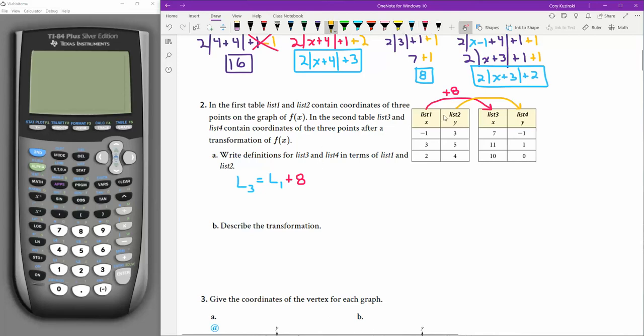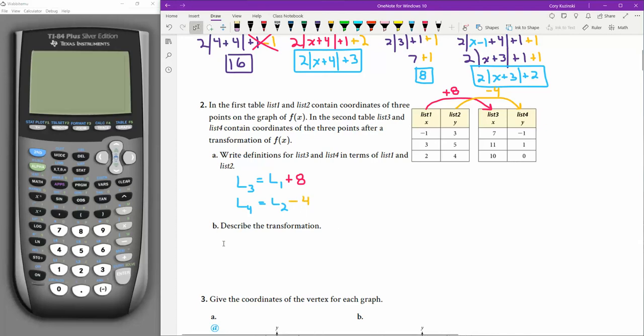And then what's happening with list 2 to list 4? 3 turns into negative 1, 5 turns into 1, and 4 turns into 0. I think we're just subtracting 4. 3 minus 4 is negative 1, 5 minus 4 is 1, 4 minus 4 is 0. So let's go minus 4. So our equation for list 4 would be take whatever is in list 2 and subtract 4 from it.